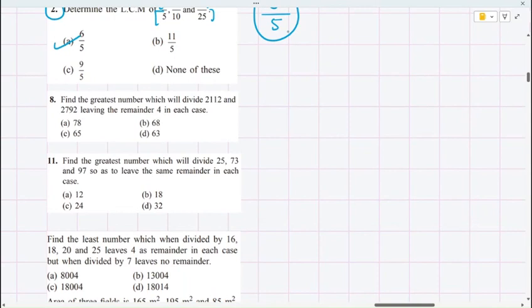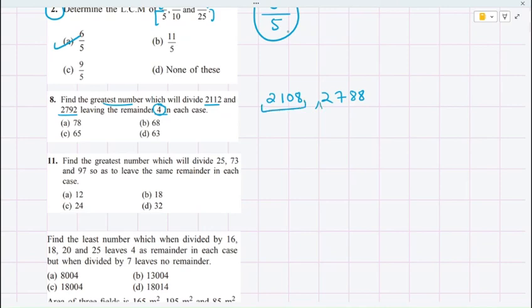Now the next question is the 8th question, find the greatest number which will divide 212 and 2792, leaving the remainder 4 in each case. So in this case, since we know that the remainder will be 4 in each case, as we have read these shortcuts and how this thing works, we'll subtract 4 from both these numbers. So it will become 208, and this will become 2788, right?